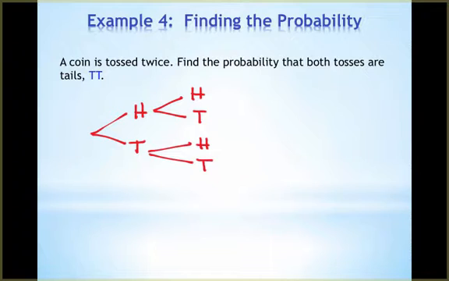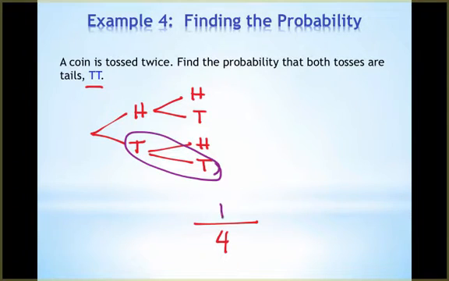So there is a total of 4 outcomes in our sample space. So that's the total number of outcomes. And how many ways can we get tails, tails? Well, there's only one way that can happen. That would be this branch. So it would be 1 in 4 would be our probability that we're going to toss a coin twice and get tails, tails.